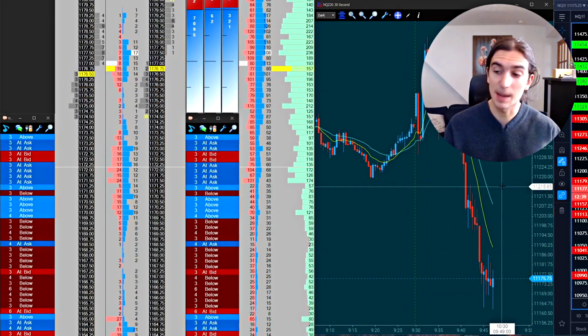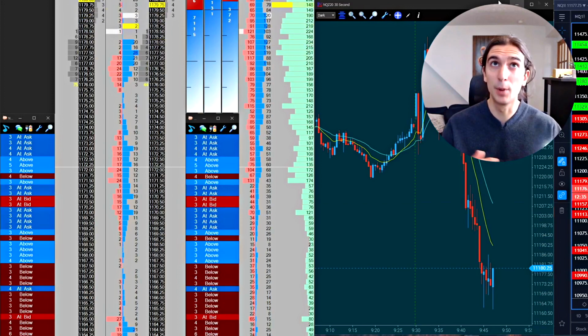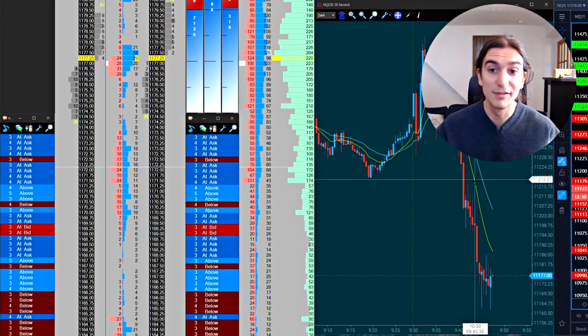So this is a form of deception that can be created by market specialists because remember, they have a lot of tools. They can pull the bids and the offers any which way they want. So if they want to make the market look strong, they can do it.